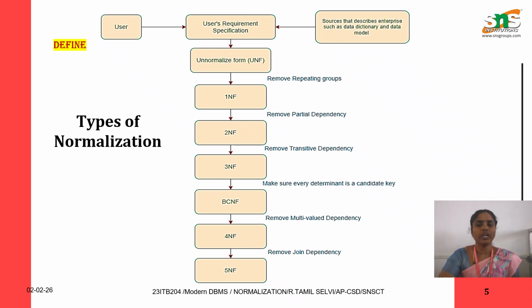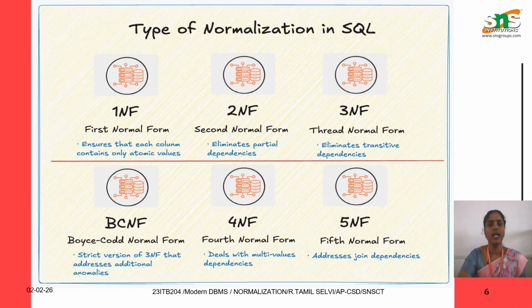If we make sure every determinant is a candidate key in the table, we get the BCNF, that is, Boyce-Codd normal form. If we remove the multi-valued dependency, we get the fourth normal form. And finally, if we remove the join dependency in our table, we get the fifth normal form. Let's now discuss these normal forms with examples one by one to understand normalization in DBMS.